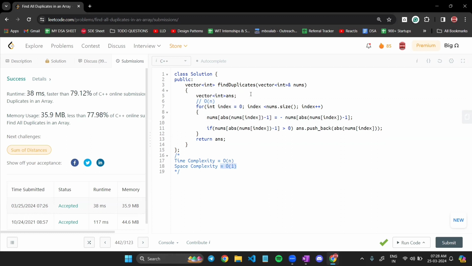Additionally, let me mention that this answer is not counted as extra space because we are supposed to return it, right? So that's all about today's daily LeetCode challenge.